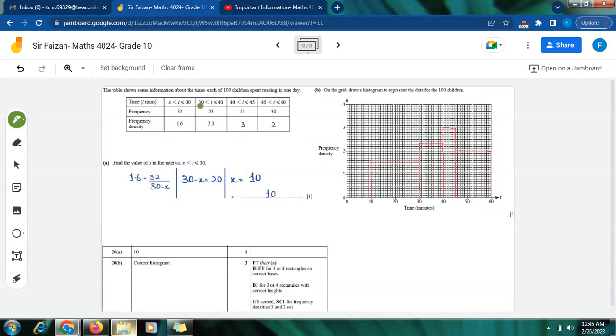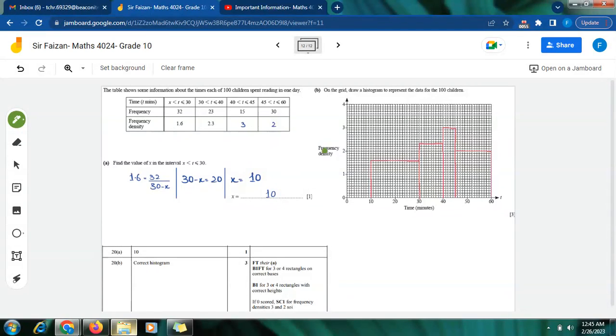Let's just read out the question first and then we will look at the solution. The question says the table shows some information about the times each of 100 children spent reading in one day. And there is a table given. The three columns of the table are time, frequency, and frequency density. Since frequency density is given, so definitely the class width is unequal. That's why this column has been given.